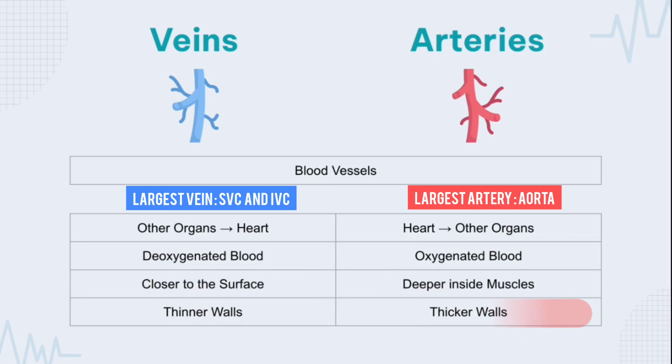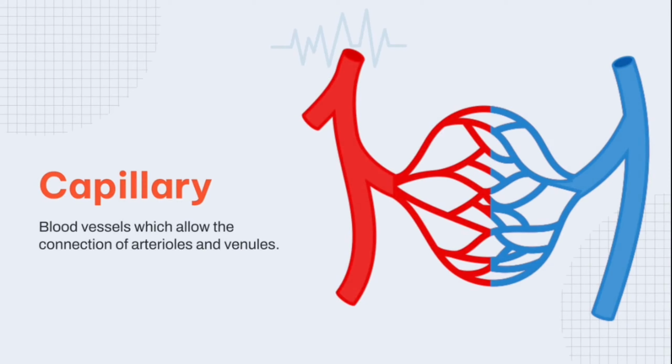Arteries have thicker walls, while veins have thinner walls. This is because blood pumped from the heart flows at a higher pressure. Therefore, they need thicker walls to prevent the arteries from bursting due to high pressure. Capillaries are the smallest type of blood vessel. They connect arterioles, small arteries, with venules, small veins, and are present around the body.